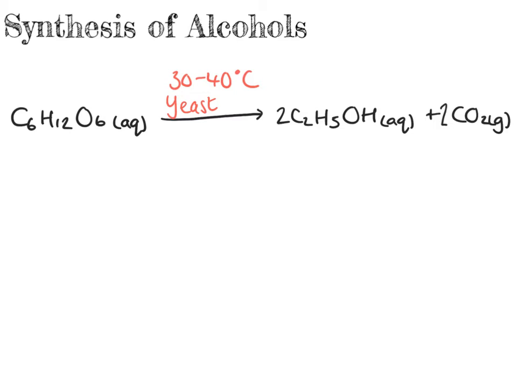So if you're asked in your exam for the equation to represent the fermentation of glucose to make an alcohol, please make sure that you write a symbol equation that is balanced, properly balanced, don't forget the 2 like I did, and you need to make sure that you write the conditions above the arrow as well.